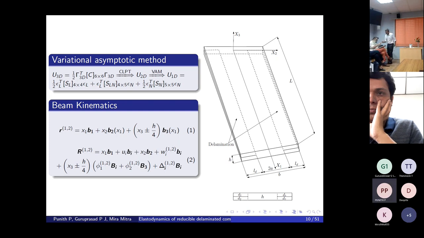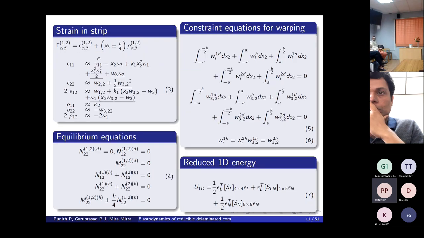So using the position vectors, we can find the deformation gradient and subsequently the strains, the 3D strains of an equivalent strip. So these 3D strains can now be expressed in terms of 2D strains using CLPT. These are the 2D strains that we obtained by following the beam kinematics. So here the underlined terms are the nonlinear terms that would eventually come in the higher order or the first order of the variational asymptotic method.